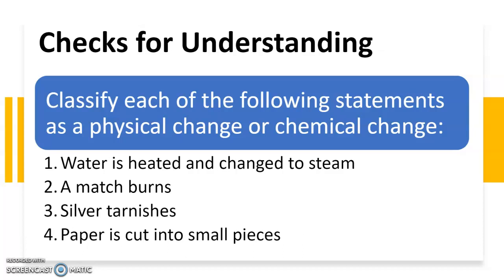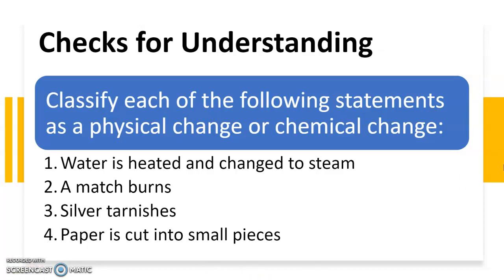So water can go from water vapor back into liquid water. Because there's no change on a chemical level, whether it's liquid or gas, it's still H2O. It's a physical change. 2, a match burns. That's going to be a chemical change. So anytime you have a burning or a combustion reaction, that will be a chemical change.